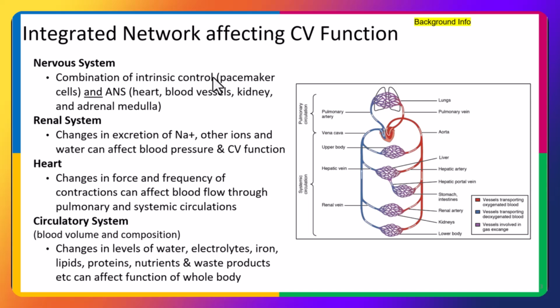baseline. But the central nervous system, specifically the autonomic nervous system, which you might remember involves the sympathetic and parasympathetic systems, these can provide an additional control to fine tune the heart depending on what is needed in the body. So the autonomic nervous system can then have effects on the heart and blood vessels, the kidneys, as well as the adrenal medulla, which is part of the adrenal gland that sits on top of the kidney, all of which contribute to cardiovascular function.